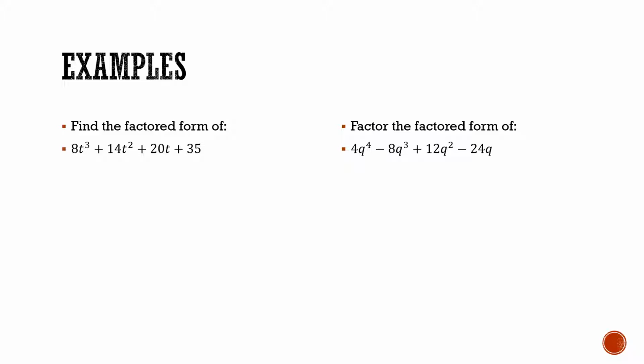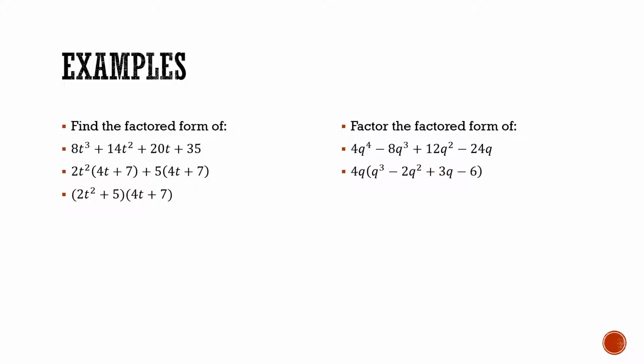Here's your answer to the left side. First thing I do is split the terms in half, and then I'm going to factor out 2t squared from the left and 5 from the right. Then I rewrite it as 2 binomials to get the quantity 2t squared plus 5 times the quantity 4t plus 7. On the right, the first thing I can do is factor out a 4q.